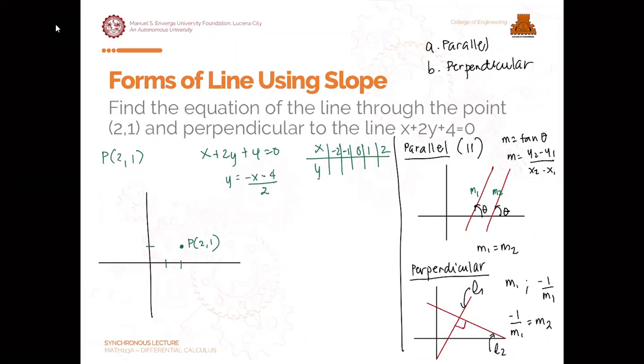Okay? So, wait lang. So, negative x minus 4 tsaka 2. So, ito will be negative 1. Ito is negative 1.5. Okay. And this will be negative 2. Then negative 2.5. Then, okay, negative 3.